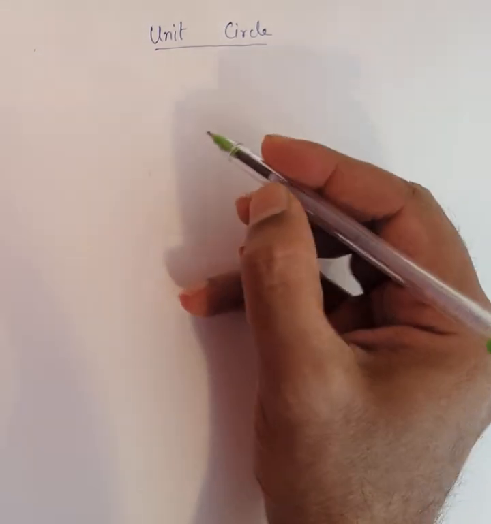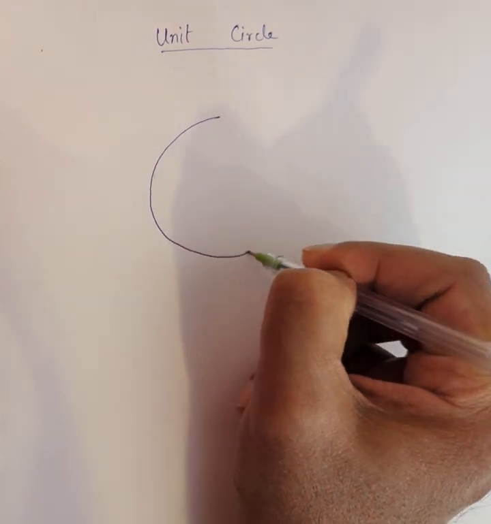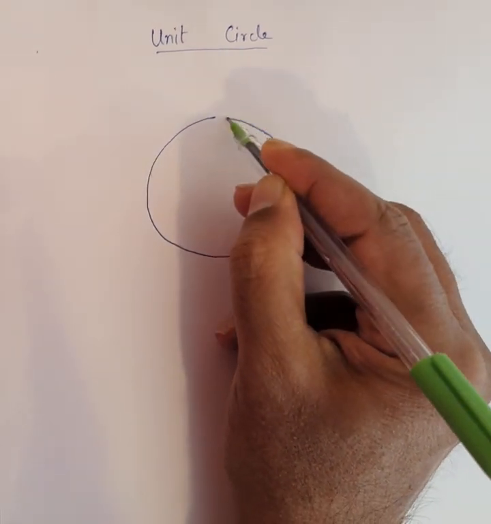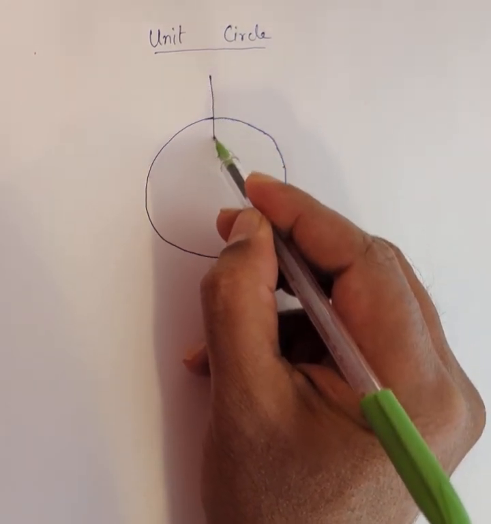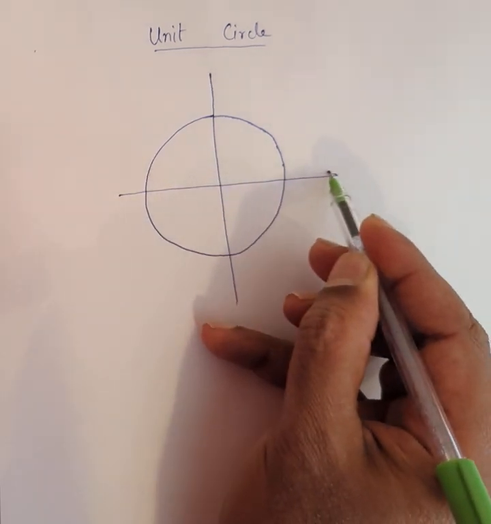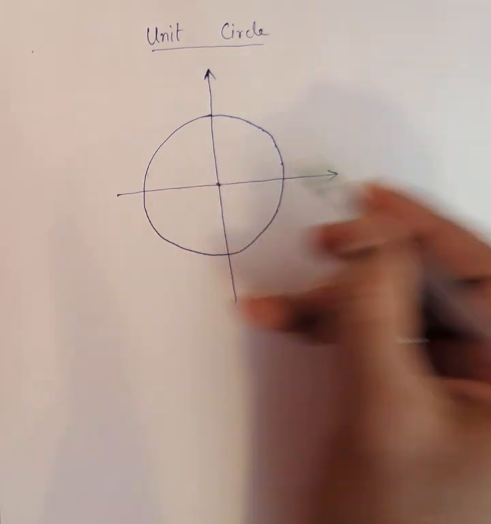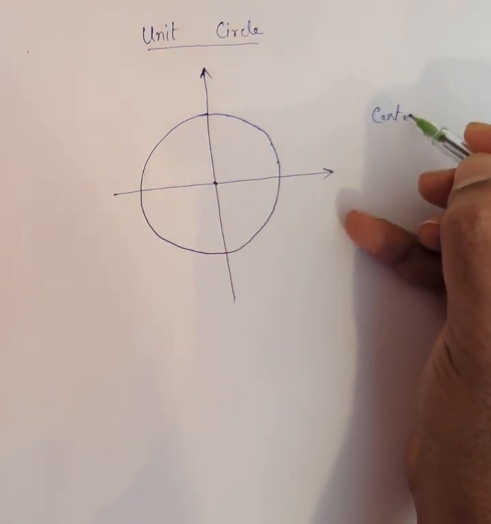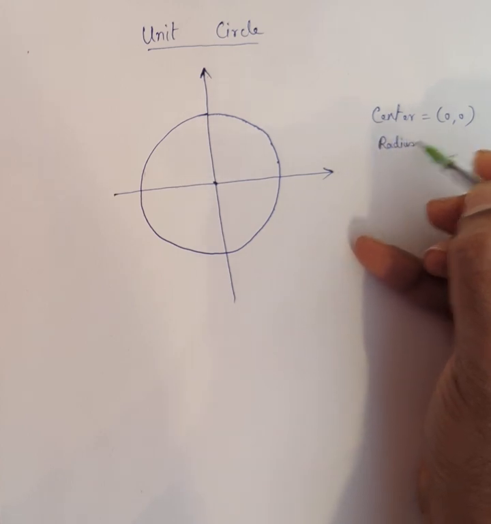Unit circle. By this we mean a circle whose center is at the origin and whose radius is 1. So let me draw my coordinate axis. So this is x-axis, y-axis. Its center is 0, 0 and radius is 1.